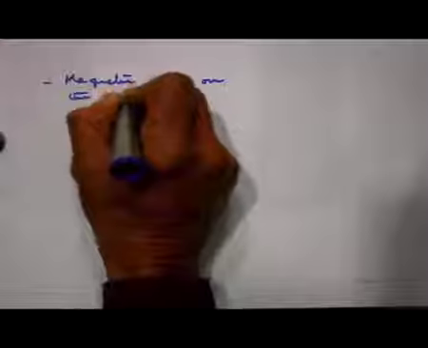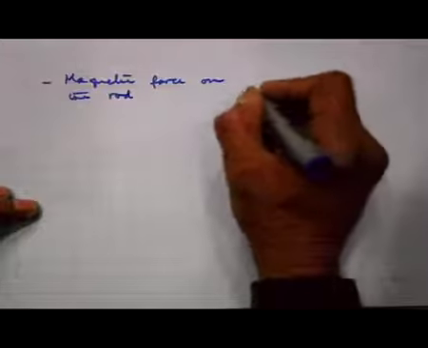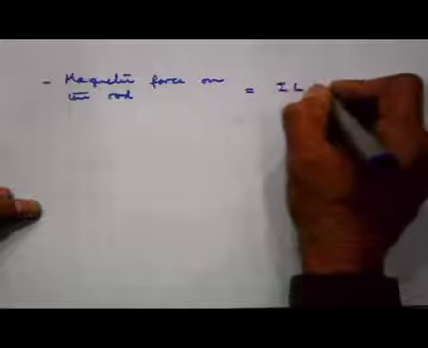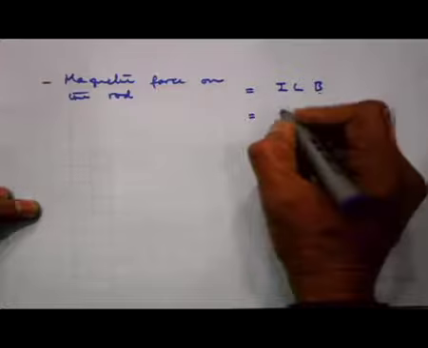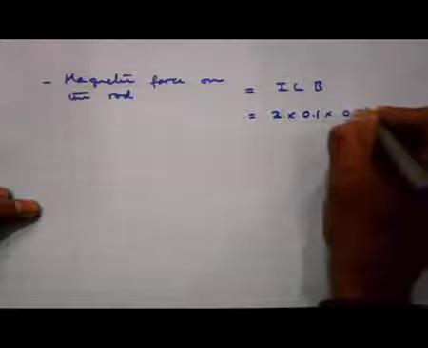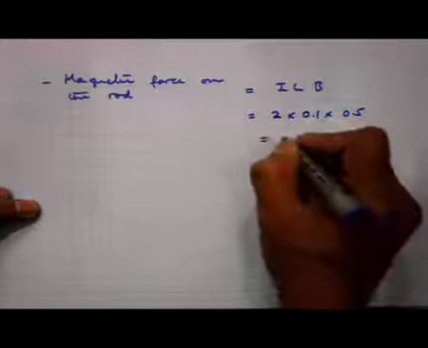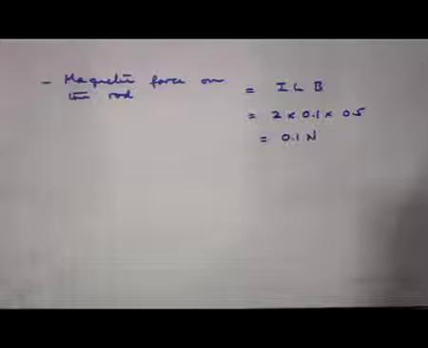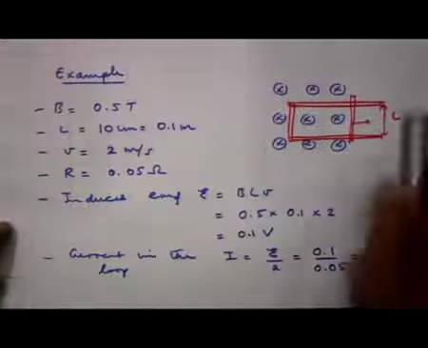Magnetic force on the rod, which is equal to I times L times B, which is equal to 2 amperes times 0.1 meters times 0.5 Tesla, which is equal to 0.1 Newton. So, there is a force on this rod of 0.1 Newton to the left side.